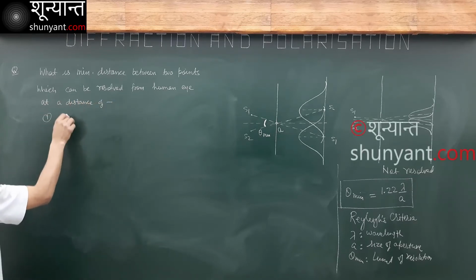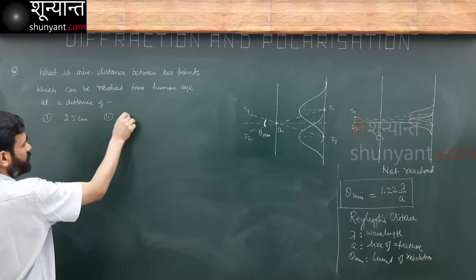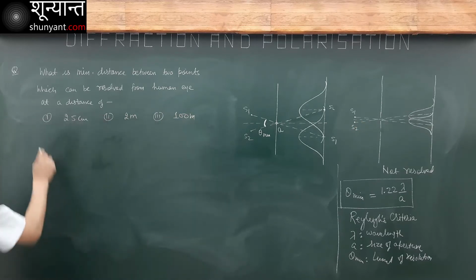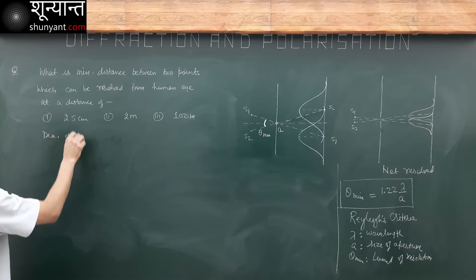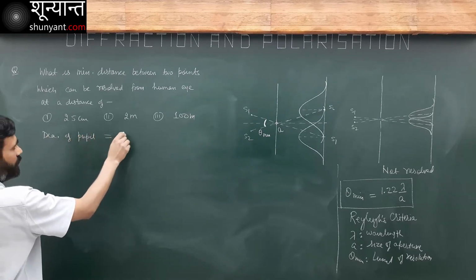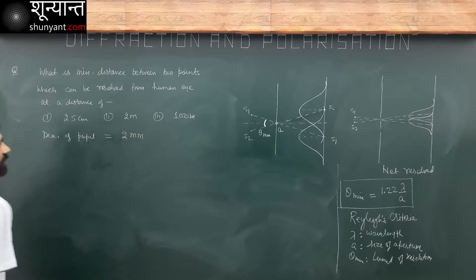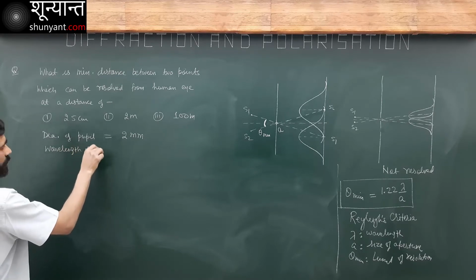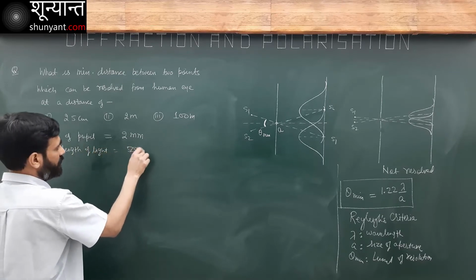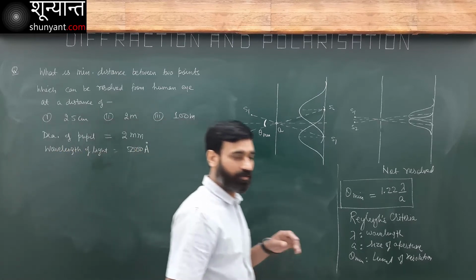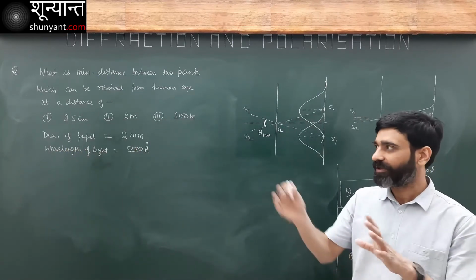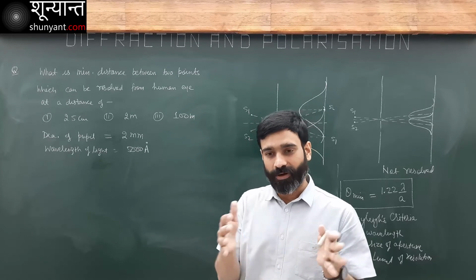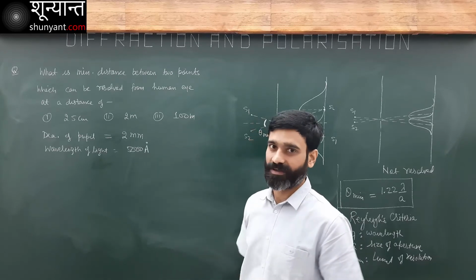At a distance of, let's say, first 25 centimeter, second 2 meter, and third 100 meter. The diameter of the pupil is equal to, let's say, 2 millimeter. The wavelength of light is 5000 angstrom. This is the average value of visible light. When light falls on my eyes, the average wavelength from red to violet is around 5000 angstrom.